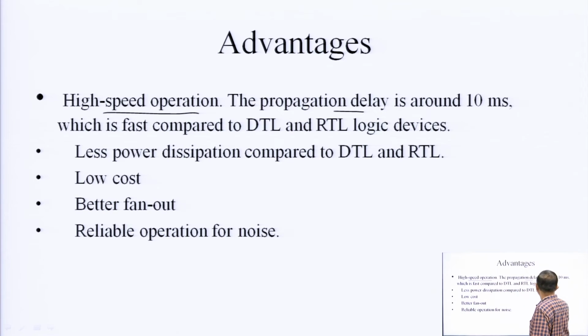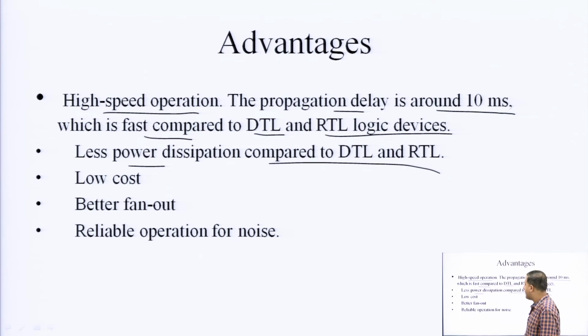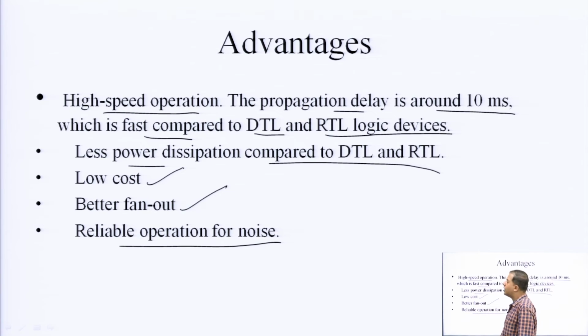The propagation delay is around 10 nanoseconds, which is fast compared to DTL and RTL logic devices. When we discussed RTL and DTL, we said that DTL is faster than RTL. So, how is TTL faster? The propagation delay is around 10 nanoseconds. Less power dissipation compared to DTL and RTL, low cost, better fan out and reliable operation for noise. So, these are the advantages of TTL logic in comparison to DTL and RTL logic.